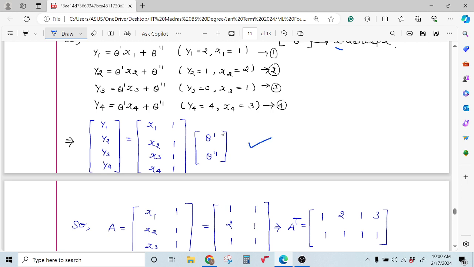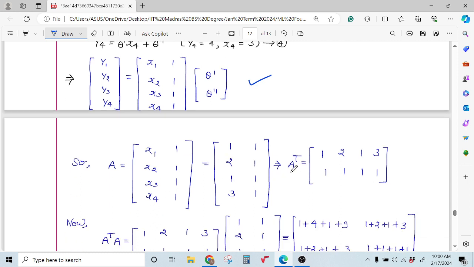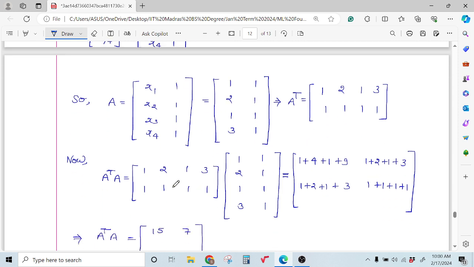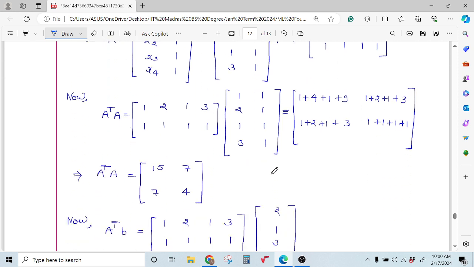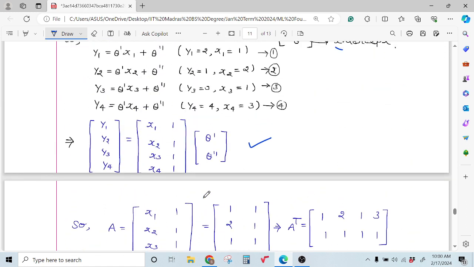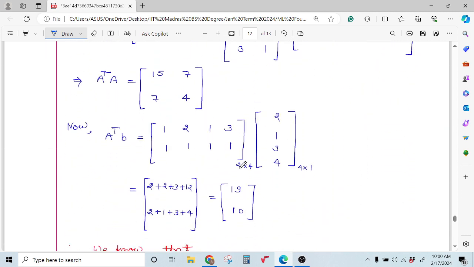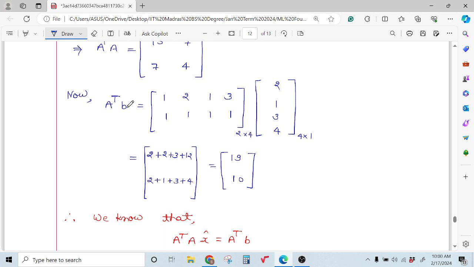In matrix form, matrix A is x1 x2 x3 x4 with a column of 1 1 1 1, and then we calculate A transpose. Then we multiply A transpose by A. This is our A transpose A. Then we calculate A transpose multiplied by B, where B is our output y1 y2 y3 y4. So our A transpose B is equal to 9 19 10.